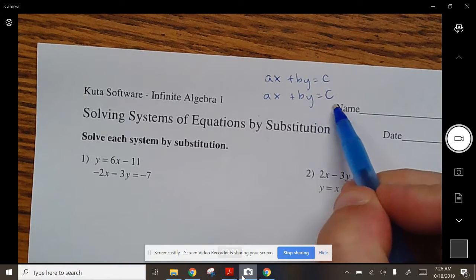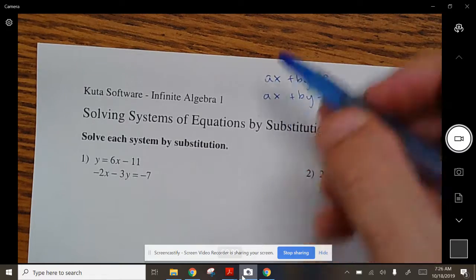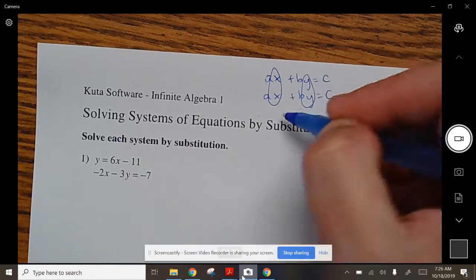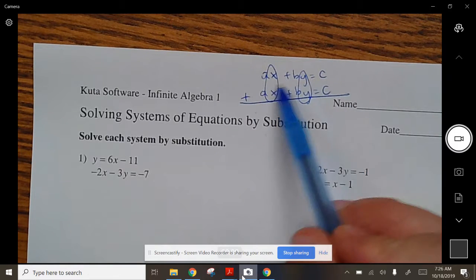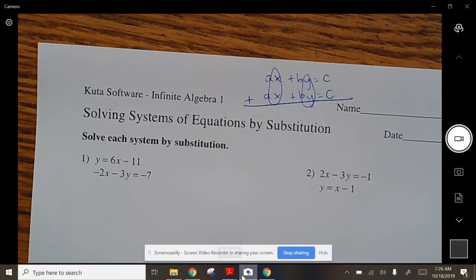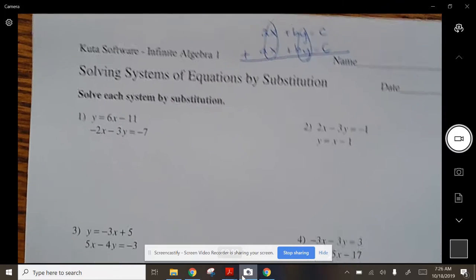Ax plus By equals C. And we have our x's lined up, our y's and our C's, and then we would just add down. And that is one method we can do as long as we arrange it in the right order. Well, if it's not in that order, there's another way to solve for it.